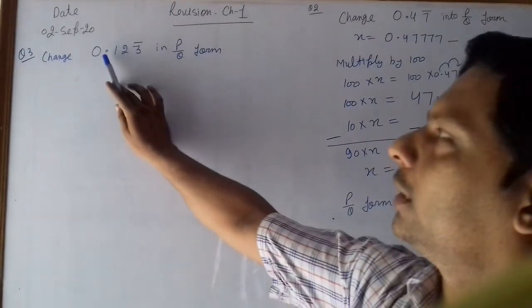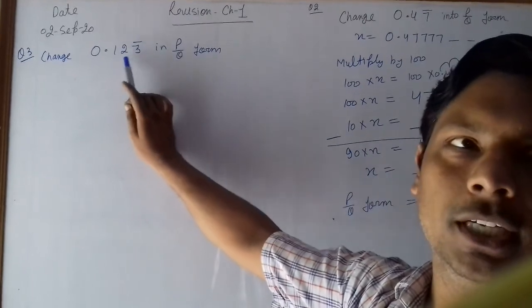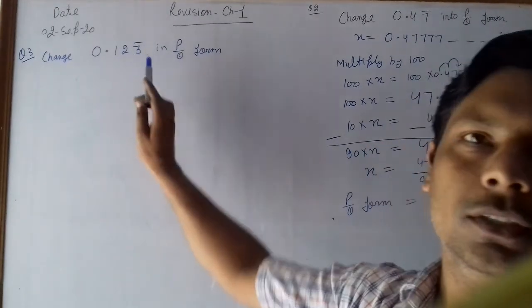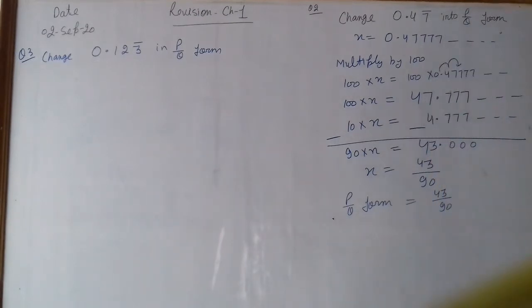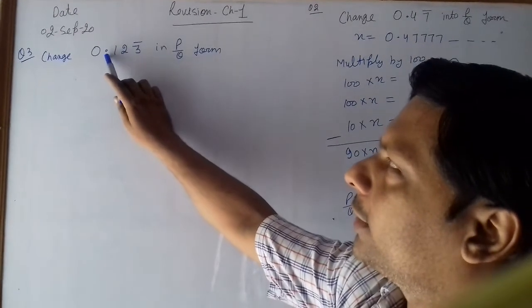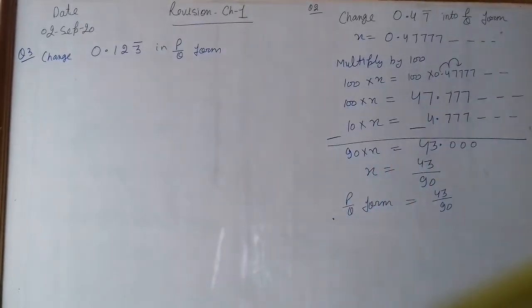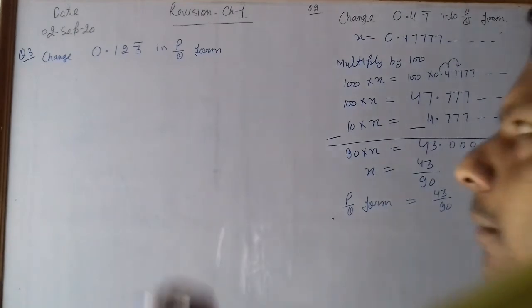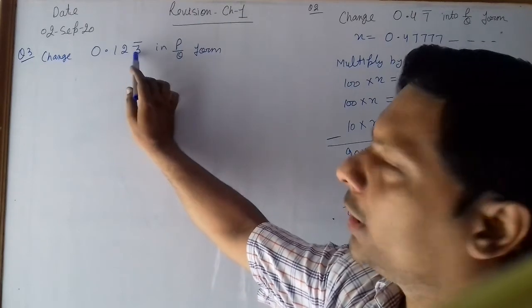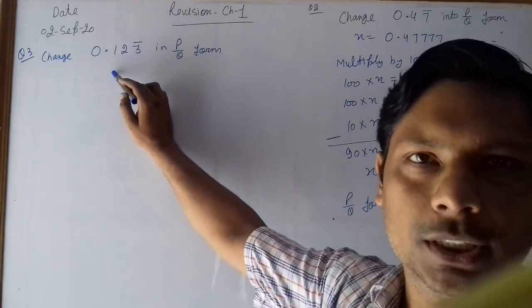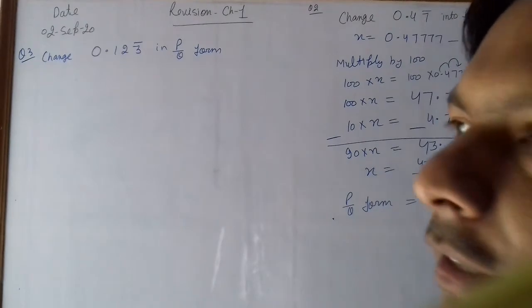See, students, just after the point we are having 3 digits, 1, 2 and 3. So first time we have to multiply it by 1000, 3 zeros, right? Clear? And now we are having after the decimal 2 digits which are not having the bar, right? So the second time we have to multiply by 100 because of 2 zeros, right? So first time 1, 2, 3 digits are there, so multiply by 1000, and second time multiply by 100.